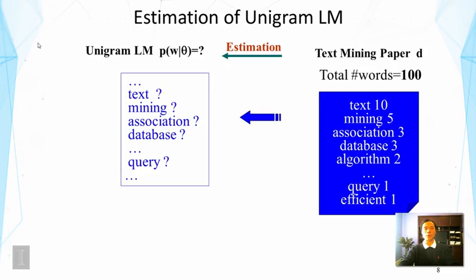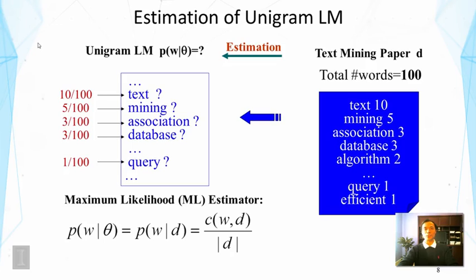So what would be your guess? We'll have to decide what probabilities text, mining, etc. would have. So pause the video for a second and try to think about your best guess. If you're like a lot of people, you would have guessed that, well, my best guess is text has a probability of 10 out of 100 because I've seen text 10 times and there are in total 100 words. So we simply normalize these counts. And that's in fact well justified. And your intuition is consistent with mathematical derivation.